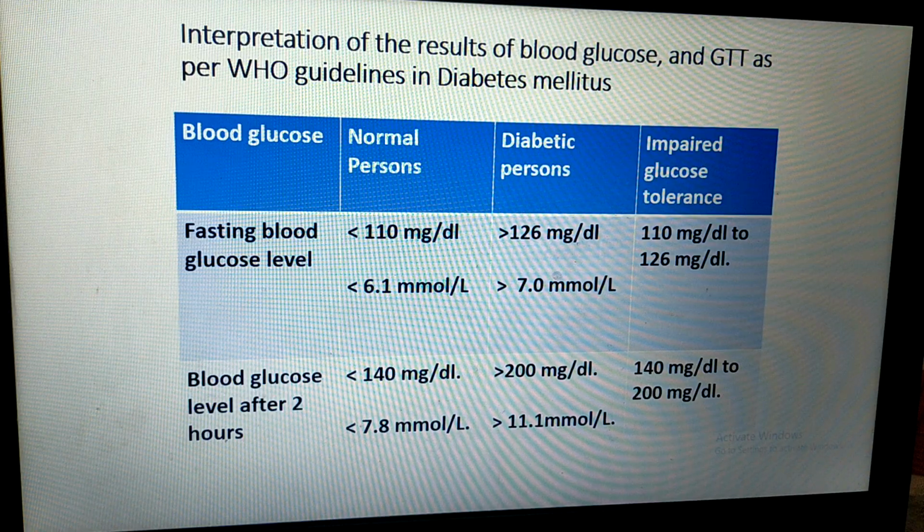Fasting blood glucose between 110 to 126 is called impaired glucose tolerance. Similarly, post meal blood glucose less than 140 is normal, whereas more than 240 milligram per deciliter is diabetic. And post meal blood glucose level between 140 to 200 milligram per deciliter is considered impaired tolerance.